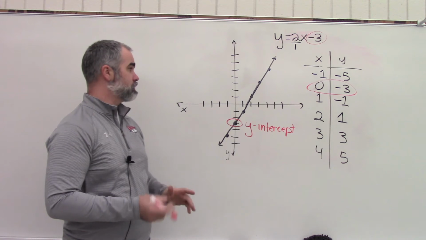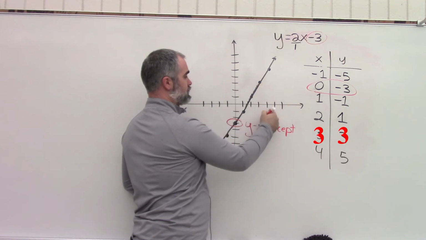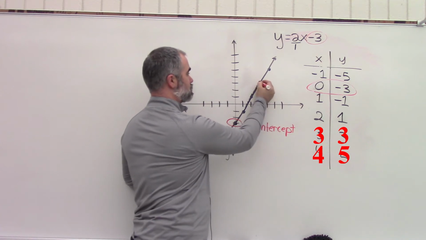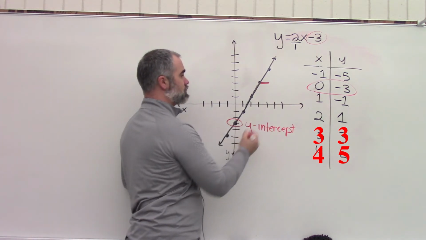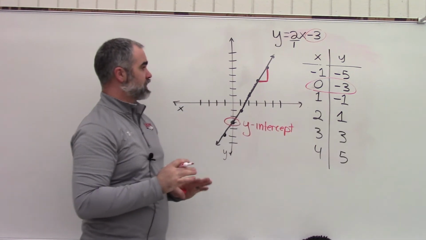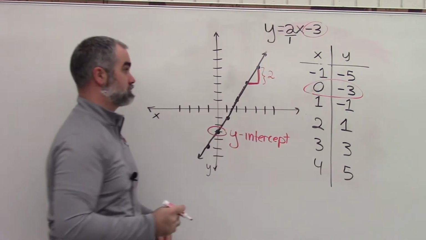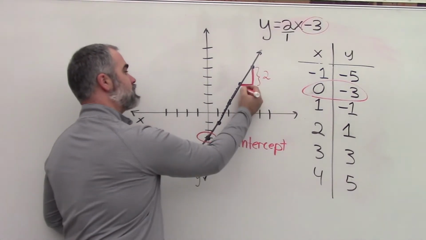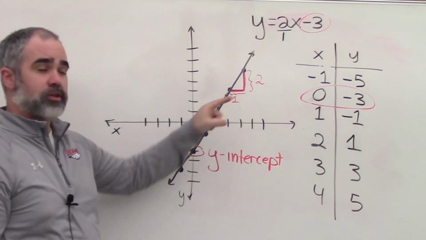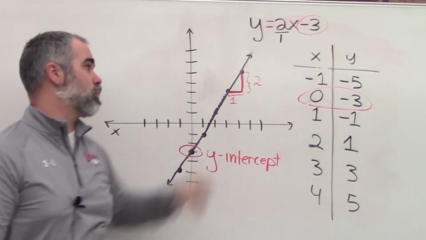But I want to pick any two of these points. And I can see here, maybe I'll pick this one, 3, 3, and 4, 5. And I'm going to look at the distance between those two. I'm going to measure the distance between 3 and 4, and I'm going to measure the distance between 3 and 5. Now, if we look at this here, I see that this distance is 2. You seeing what I'm going with here? And the distance here is 1. And I've made a little triangle here to show that I've actually got that same number, 2 over 1.